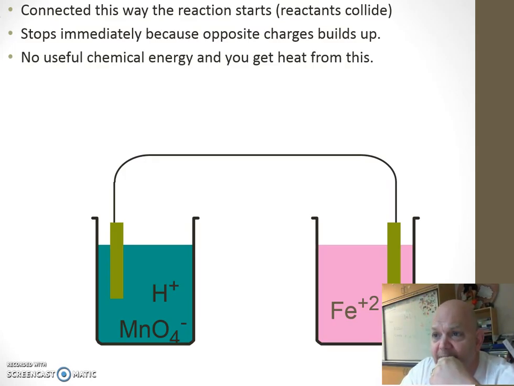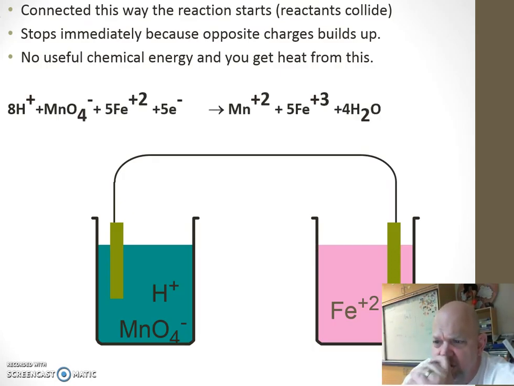Okay, here's the thing. You're not going to get any useful chemical energy and you're going to be getting heat from this. Well, wait a minute, where's the heat coming from? Well, remember, you're tearing apart things. You're causing the iron to lose electrons. And look at that previous reaction there. This is pretty huge. So we're getting heat, but we can't use the heat. But we do have useful chemical energy. That's exciting, but we can't use it.